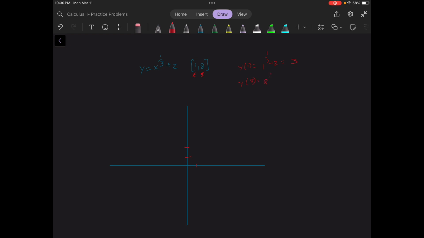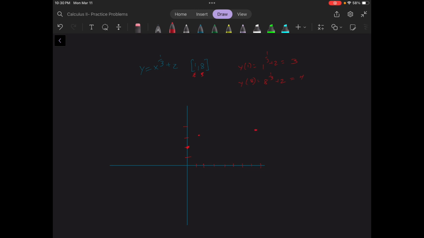We're going to get 8 to the 1/3 plus 2. And that is equal to, let's see, 8 to the 1/3 is just 2, right? Because 2 cubed is 8. And 2 plus 2 is 4. So at 1, we have a y value of 3. At 0, we have a y value of 2. And at 8, 2, 3, 4, 5, 6, 7, 8, we have a y value of 4.